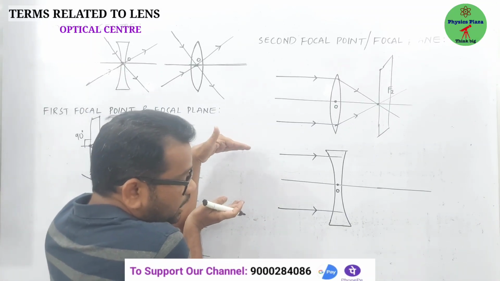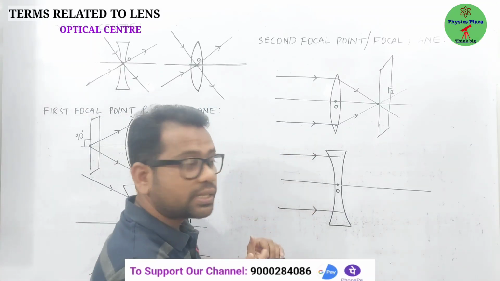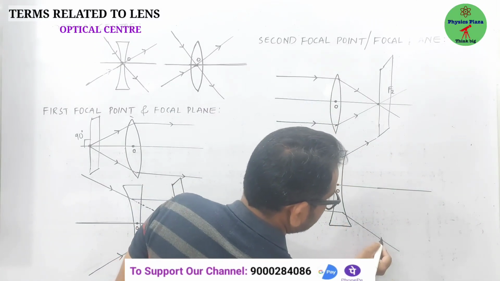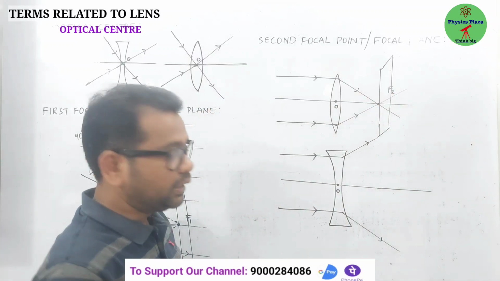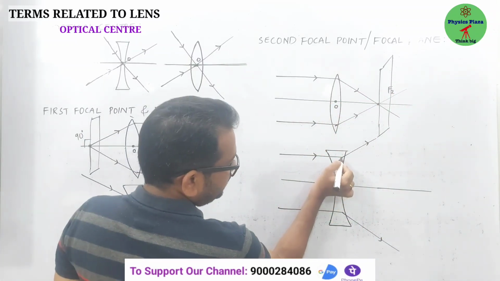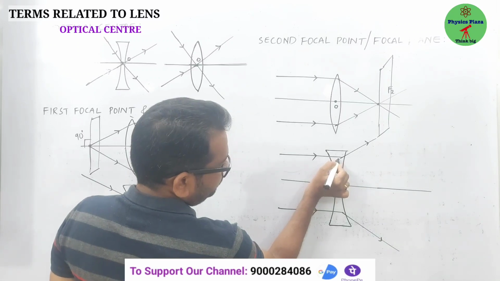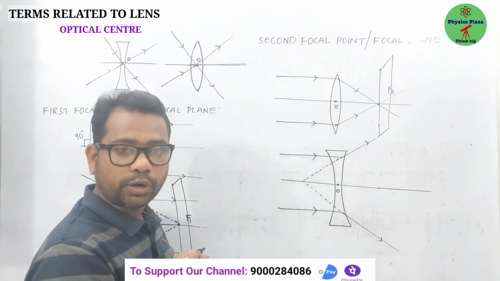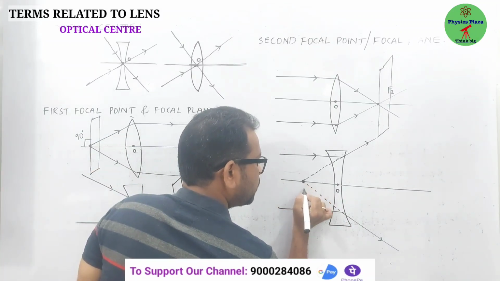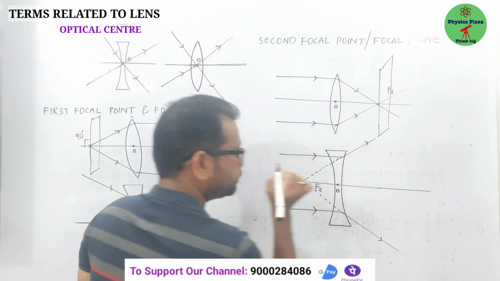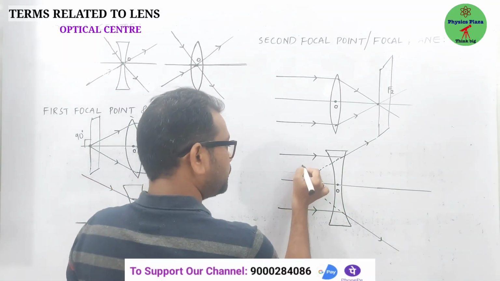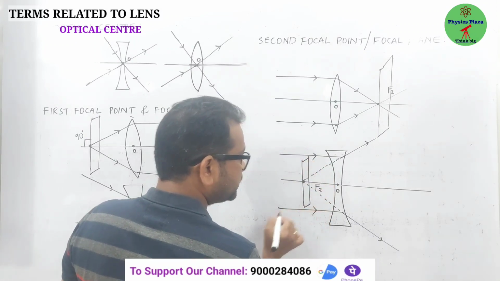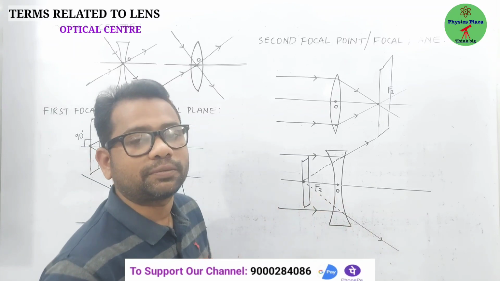Then how do we define the second focal point for a concave lens? The parallel light rays come and are incident in such a way that they get diverged. We already discussed diverging action and converging action. These light rays won't meet, but when extended backward, they appear to meet at a point. This point we call the second focal point of a concave lens, and the plane which is passing through this second focal point and which is perpendicular to the principal axis is called the second focal plane.